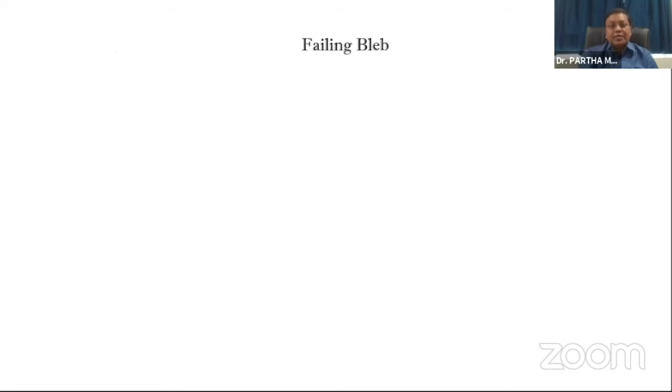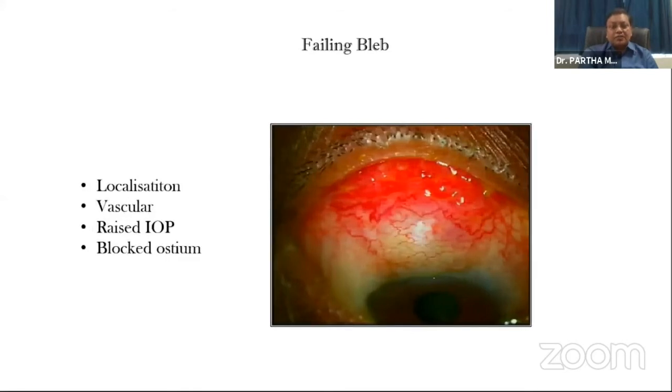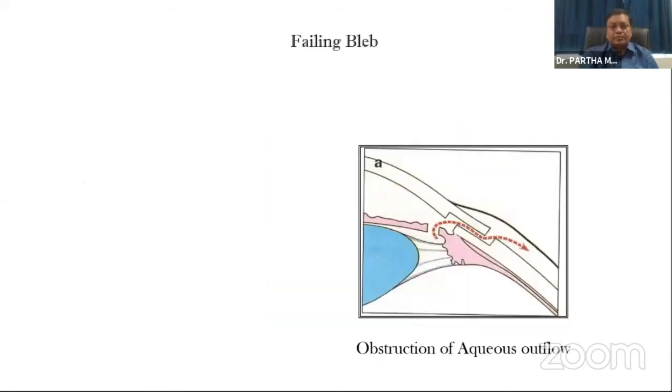Literally, failing bleb means assuming the bleb would fail if we do not take any intervention out of our conventional care of the bleb. Usually, the failing bleb appearance is a localized, vascular bleb with raised intraocular pressure, and sometimes with gonioscopy, you can find there is a blocked ostium.